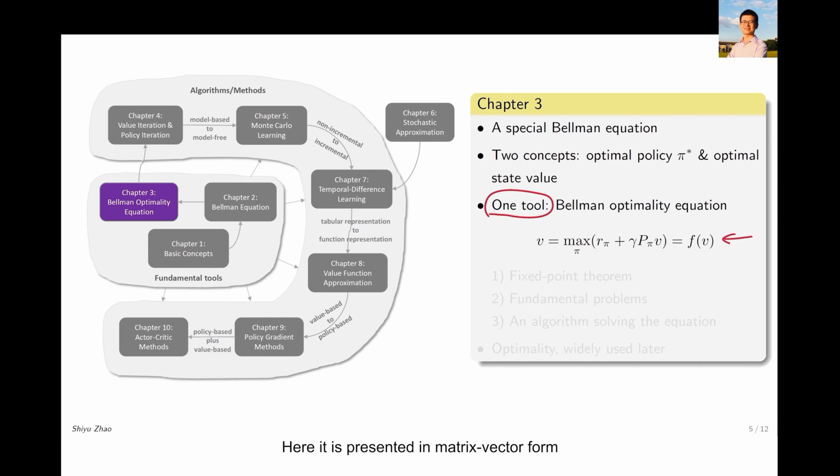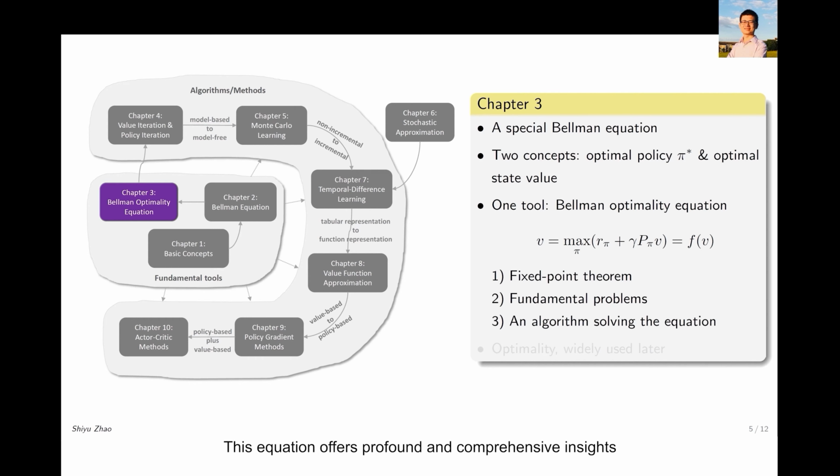Here it is presented in matrix vector form. For those encountering it for the first time, I believe you need to spend some time to understand it, but it will be well worth the effort. This equation offers profound and comprehensive insights. A significant portion of that chapter is dedicated to explaining the Bellman optimality equation.